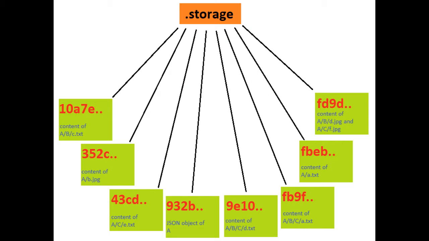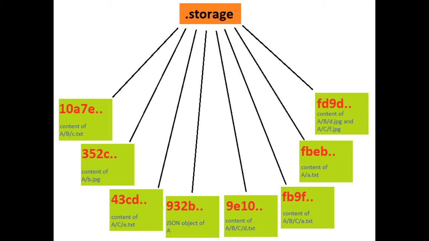Now we implement our SHA-1 storage. We create a folder, say .storage, and for each entry of our hash table we create a file that has according content in it and is named after its own SHA-1 value. We can now say that our entire file tree is stored under 932B, the address for the JSON object of the file tree under A. This is actually a proper storage for our file tree.